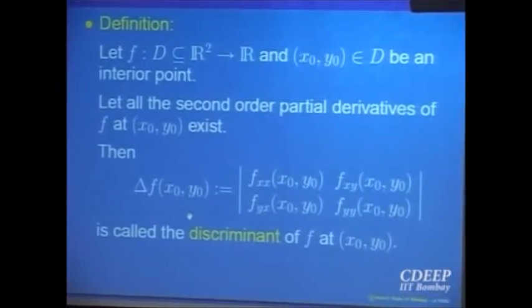Let us define a quantity called the discriminant of this function at a point (x0, y0), that involves second order partial derivatives. It is the determinant of the numbers: second order partial derivative with respect to x, second order partial derivative with respect to y along the diagonal, and the mixed partial derivatives fxy and fyx. So a 2 by 2 determinant. This number is called the discriminant of the function at the point (x0, y0). It varies as the point varies.